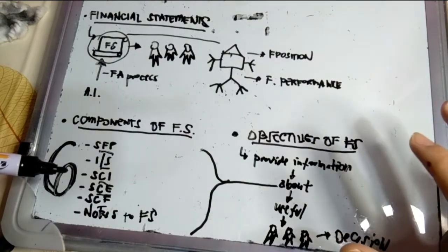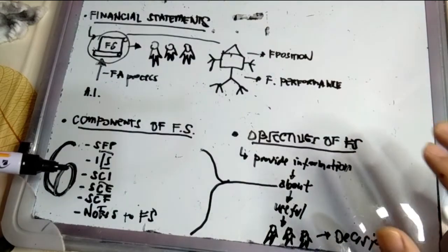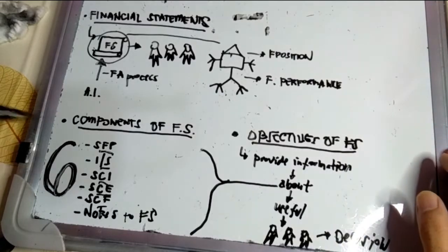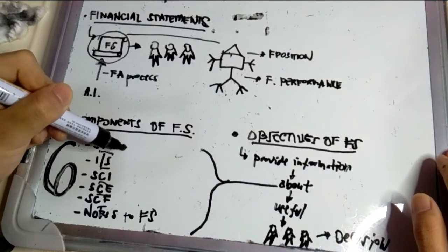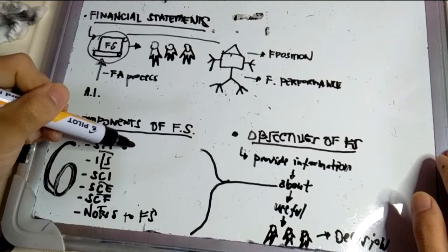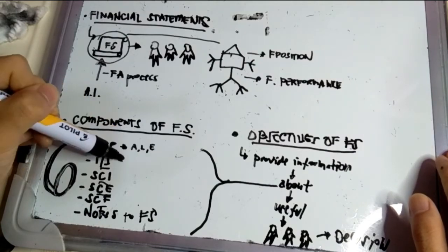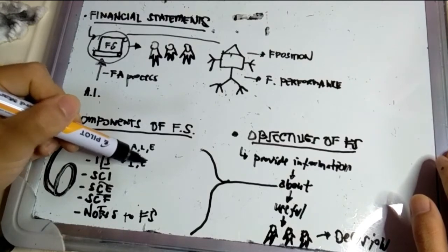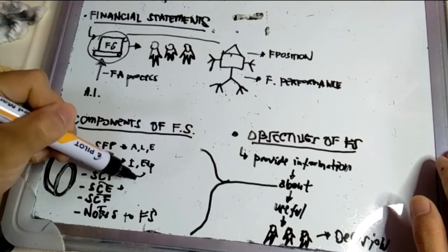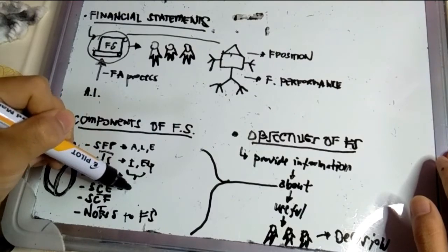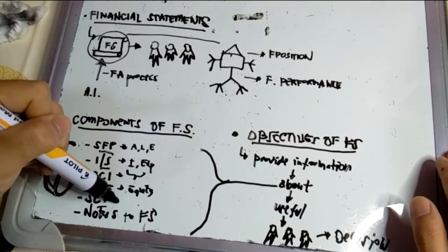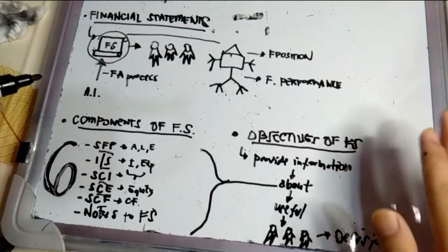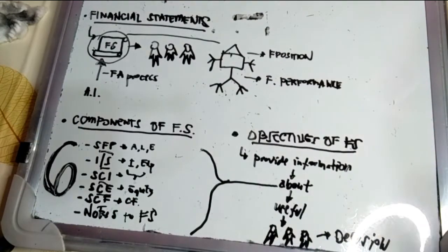To meet this objective, financial statements provide information about the following. So sa statement of financial position, dapat magbigay siya ng informasyon tungkol sa assets, liabilities, income, expenses. Ito same din to income tsaka expenses. And then ito equity. Ito cash flow. So yan yung pinaka-basic na contents ng financial statements.